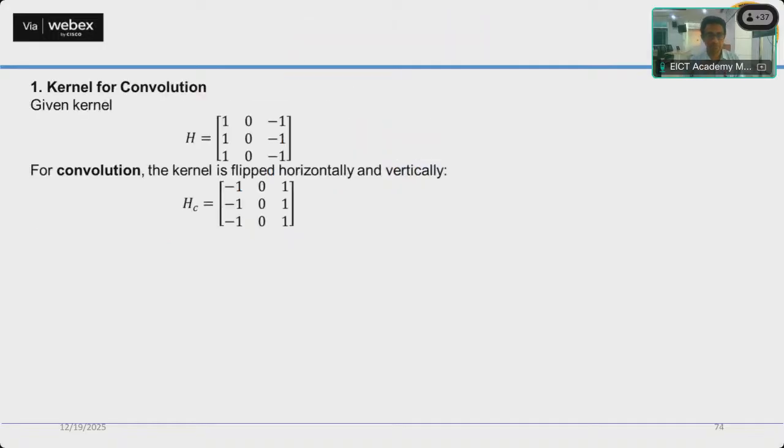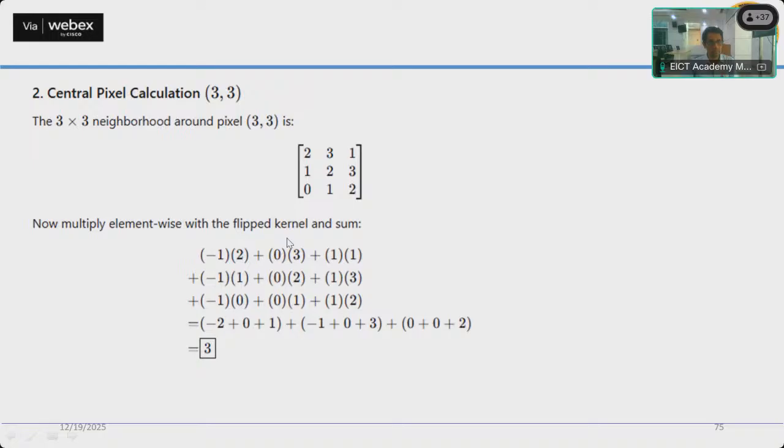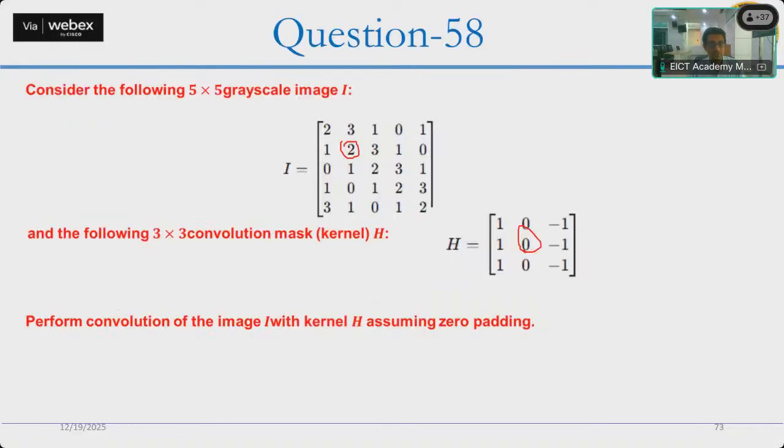What is the way? Given the kernel, what we are saying here is that the kernel is flipped horizontally and vertically. When you flip it horizontally, it is shown here. When it is vertical, it is shown here. So what do you mean by this 3 by 3 neighborhood around pixel 3? If we calculate it, we get 2, 3, 1. Yes, we are calculating over this entire neighborhood.